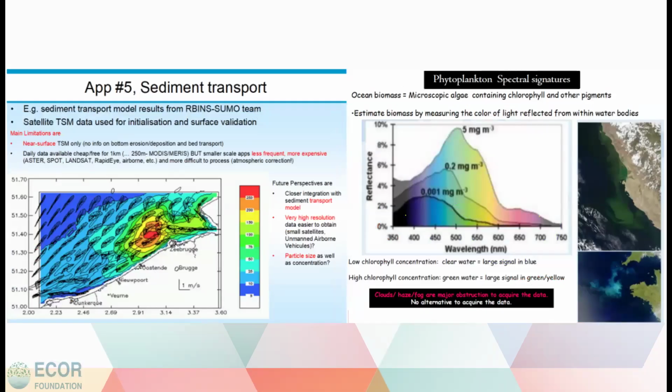Sediment transport can also be achieved using satellite TSM data to model the movement and concentration, and phytoplankton by analyzing the light reflectance, showing different levels of chlorophyll pigmentation and water clarity changes. So this is the same graph we have already seen, of reflectance versus wavelength.